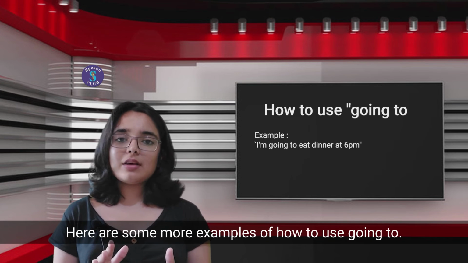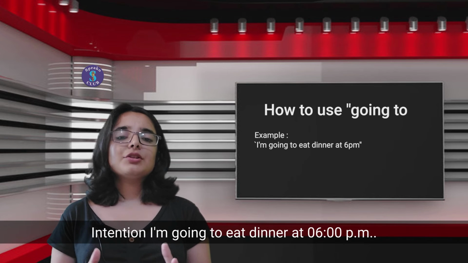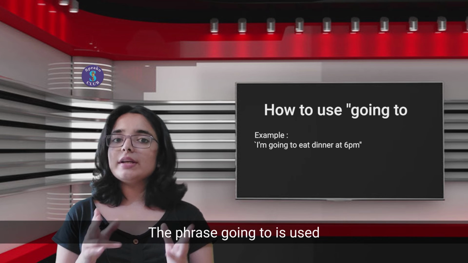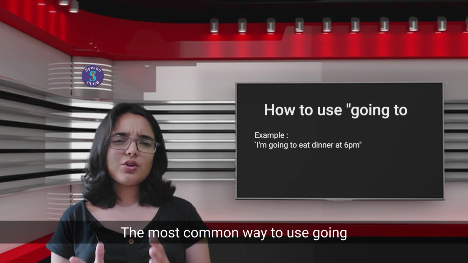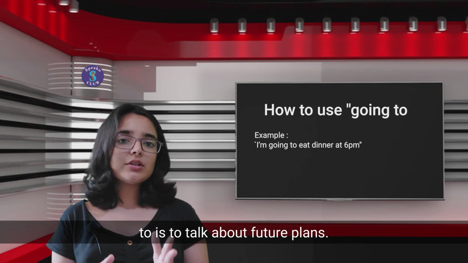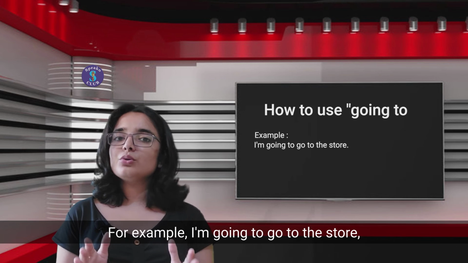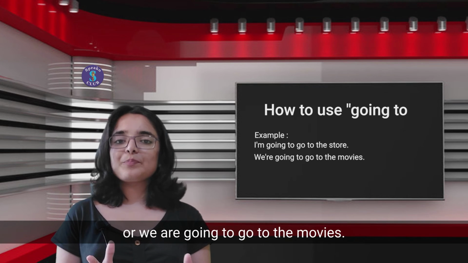Here are some more examples of how to use going to. Intention. I'm going to eat dinner at 6 p.m. The phrase going to is used to express a future intention. The most common way to use going to is to talk about future plans. For example, I'm going to go to the store, or we are going to go to the movies.